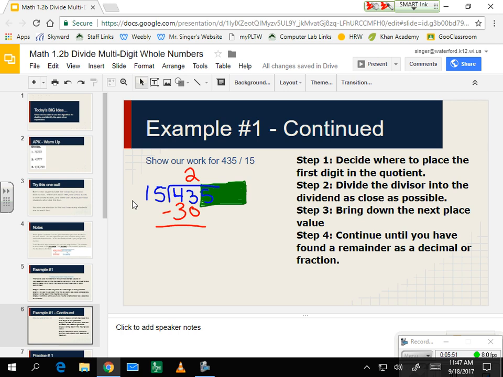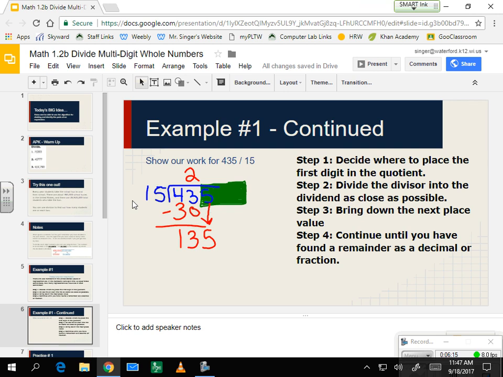Now we have to divide the divisor into the dividend and get as close as we can, which we did. And now we're going to subtract. 43 minus 30 leaves you with 13. Then step 3 says bring down the next place value. The next place value is the 5, and we add that to the 13 that's already there.